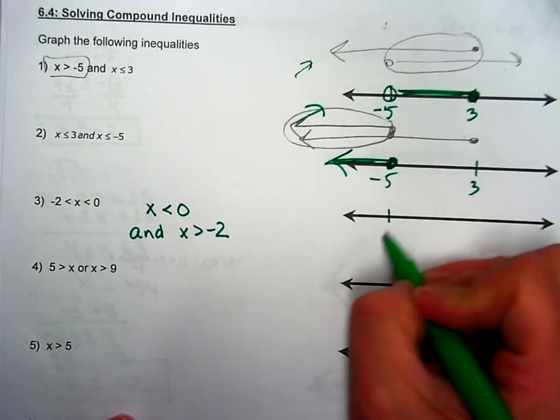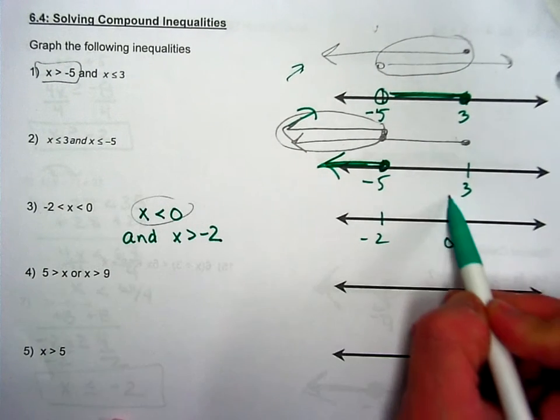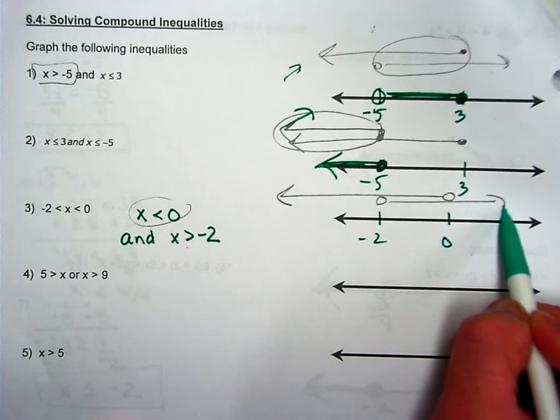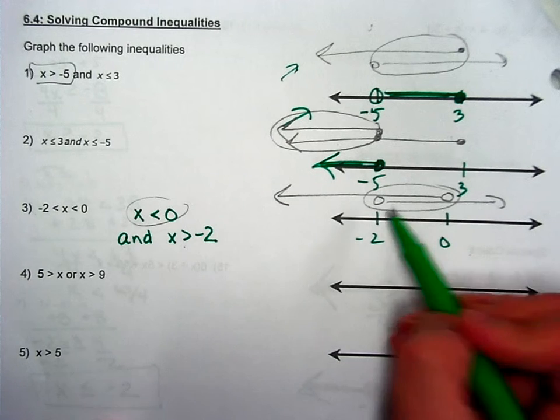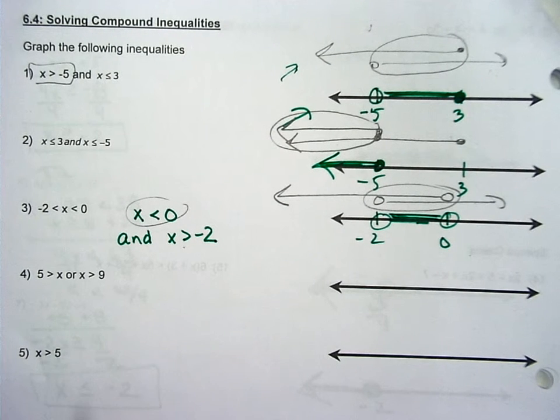So let's plot my numbers. I'm going to do the work on top. x less than 0, open to the left. Greater than -2, open to the right. Notice it's only in the middle. So I'm only going to shade the middle. I want open circles at the endpoints.